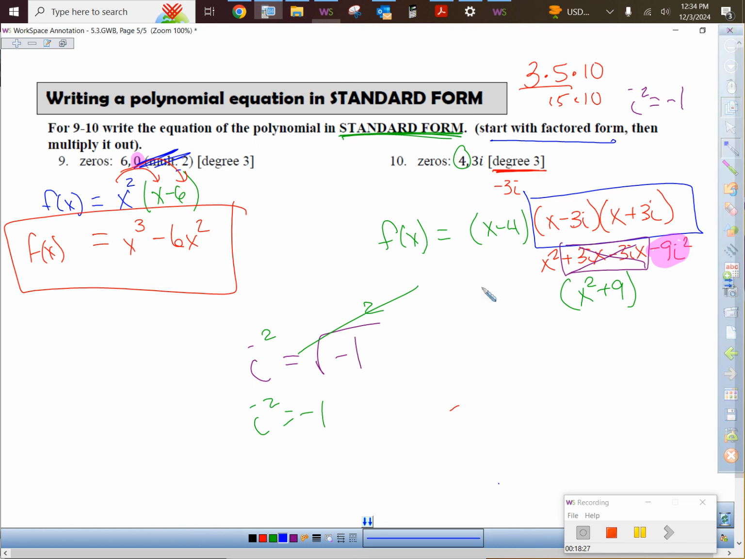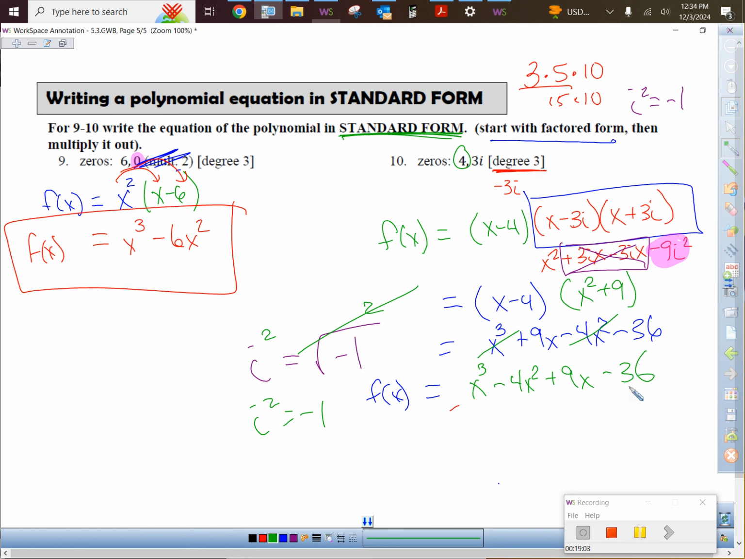Crazy thing, Mr. Blue Dude hasn't been dealt with yet, so we bring him down, and now we can FOIL these again. First terms, x squared times x is x cubed. Outside guys, 9x. Inside guys, minus 4x squared, and then last terms minus 36. Then I'll clean that up and put it in proper standard form, where the highest degree comes first, the next degree is the x squareds, the next is the x's, and then this guy.